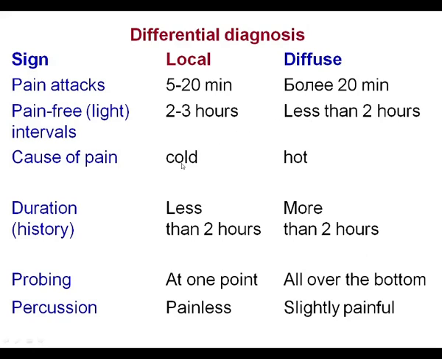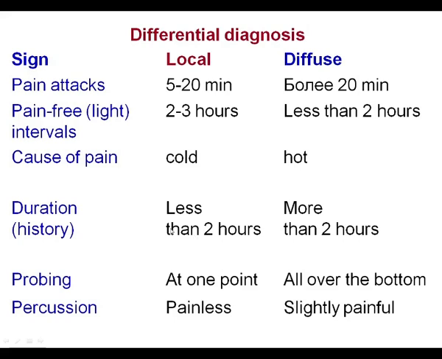Cause of pain, provocative factor for local, it's more often cold. For diffuse, it's hot. Hot is a stronger irritant for the inflamed pulp, and in diffuse pulpitis, the entire pulp is inflamed, and to provoke a pain attack, we have to use the strongest irritant like hot, for example.